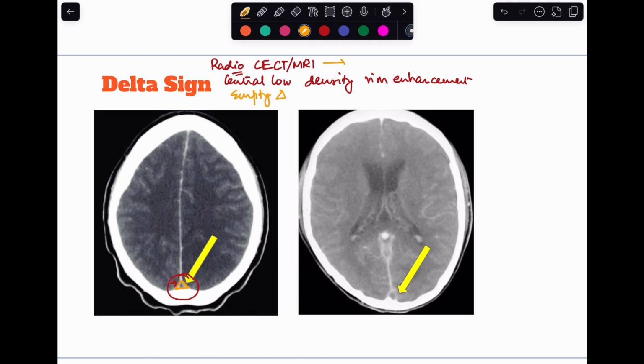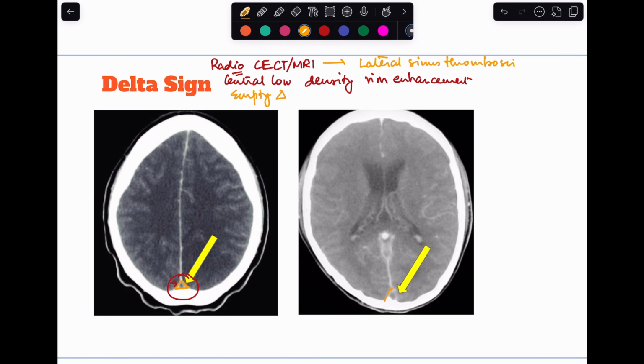Now this delta sign is a common feature that we see in lateral sinus thrombosis or sigmoid sinus thrombosis, which develops as a complication of otitis media. Now, what happens here exactly? Why do we see this sign? So, in a contrast enhanced scan, what happens is when the venous sinus is thrombosed, it is not able to fill up with the contrast. So, we are seeing an empty triangular area where the contrast has not filled up.